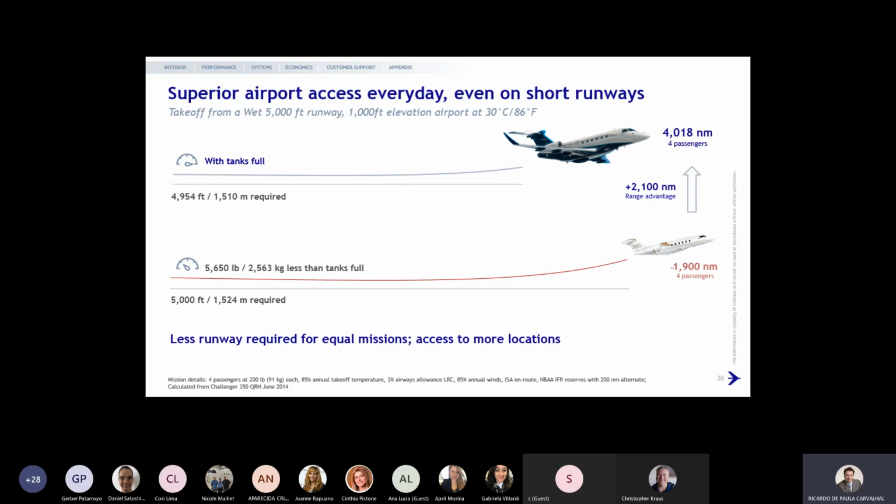Why does this happen? Remember, the Challenger needs to be faster in order to take off, right? And especially on a wet runway, if you need to be faster, in case something goes wrong and you need to stop, you have to stop within the runway, right? So the Challenger has to be lighter in order to be able to stop within the runway. And being lighter means carrying less fuel, which is why it has a lot less range. So this is pretty much how it works.